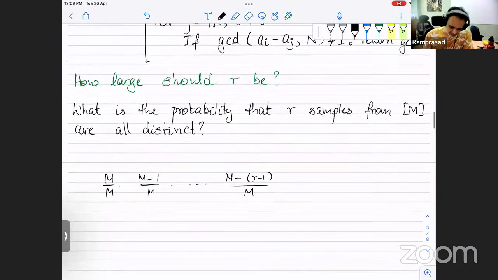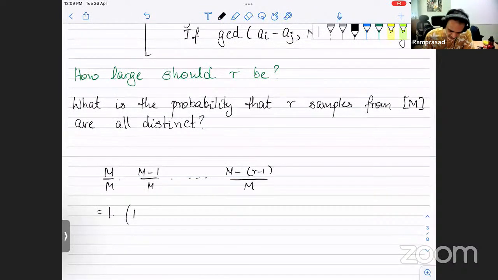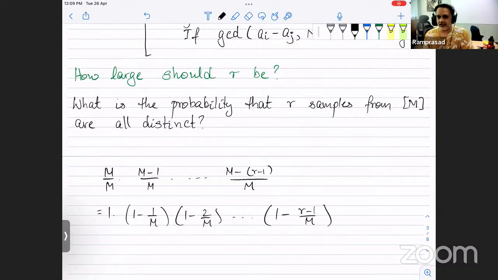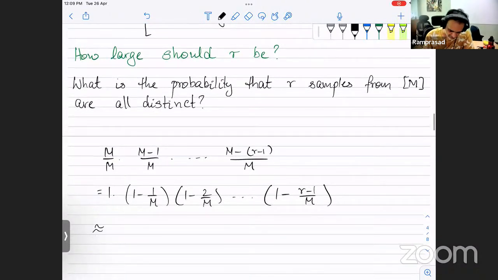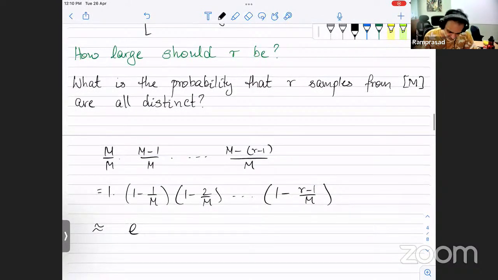Okay, and this can be simplified as 1 into 1 minus 1 over m into 1 minus 2 over m, and so on, till 1 minus r minus 1 over m. And let the hand waving begin. I'm going to basically say that each of these things, 1 minus x, roughly looks like e power minus x. These are some approximations that people often do. And in this case, this is going to be e power minus 1 over m times e power minus 2 over m, and so on, till e power minus r minus 1 over m.